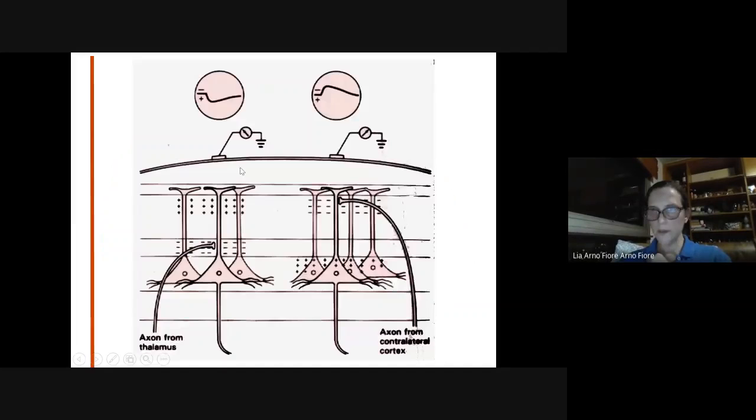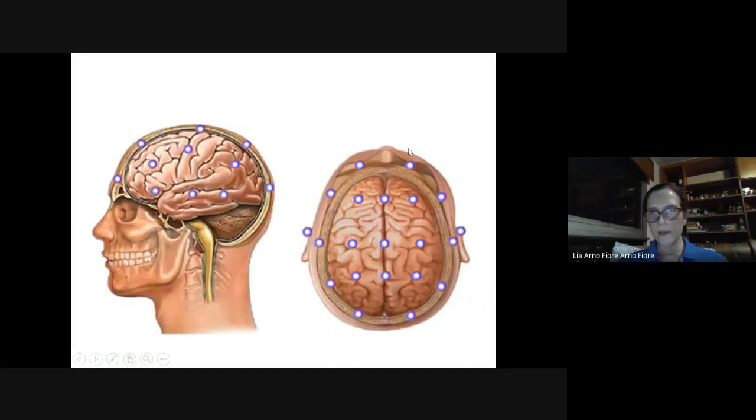So if you've got two groups of pyramidal neurons, one has a positive surface and the other one a negative surface. So what happens? This electrode will have a different electronegativity from electrical activity from this one. This one is more negative relative to this one. And this is the electrode on the scalp. Okay, and this is where the electrodes go, right?